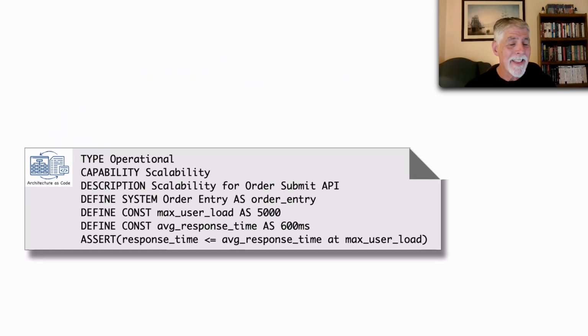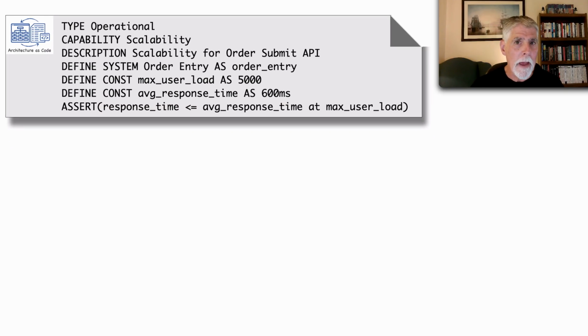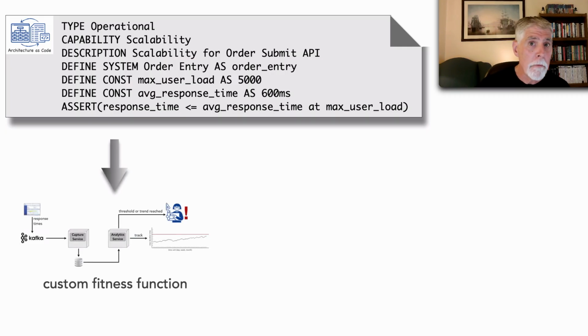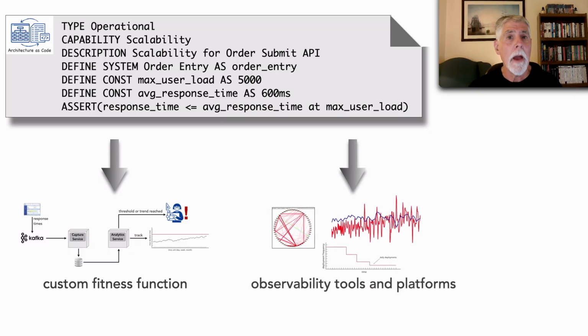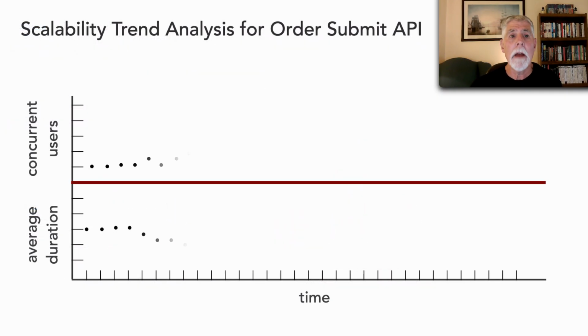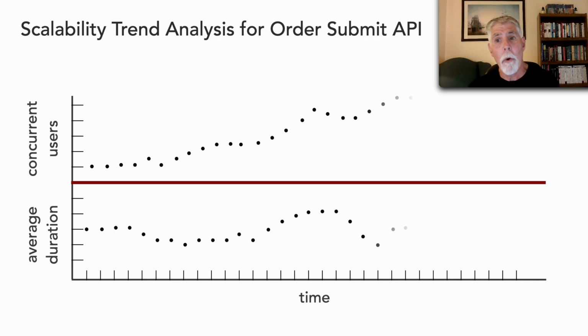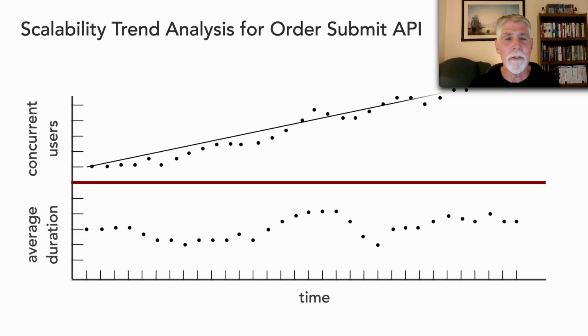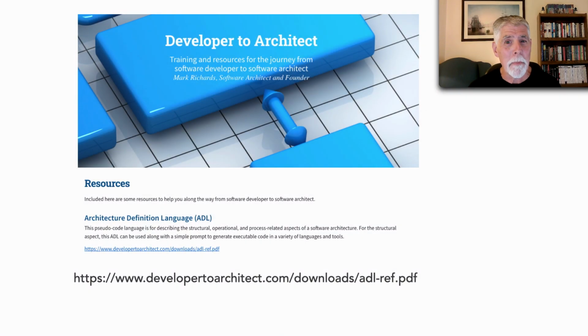Now, the cool thing is I can take this ADL right here and use it as the description of the architecture for this particular capability to write my own custom fitness function, or to leverage it within the operational tools, the observability tools and metrics gathering tools that we have, to be able to ensure this capability. And that would produce this kind of graph where we can now do the trend analysis for order submit API, all stemming from that architecture definition language. We see that as we start increasing our user load, the response time stays at that average. This is pretty neat stuff, and these are only two examples.